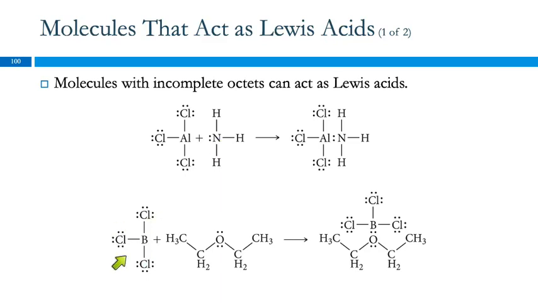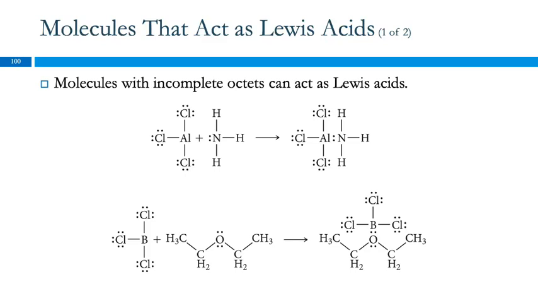Here we've got boron trichloride, and here we have diethyl ether. The oxygen has 2 lone pairs, and so these lone pairs are the base part, right? So this can act as the base, and here we've got boron with an incomplete octet, so the boron can come over here, and now it has a complete octet. It's formed an adduct. Any questions?